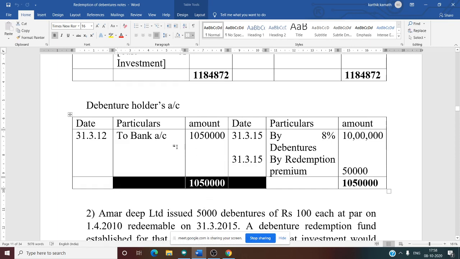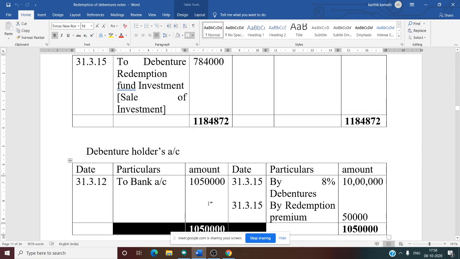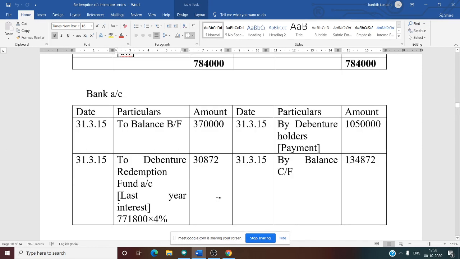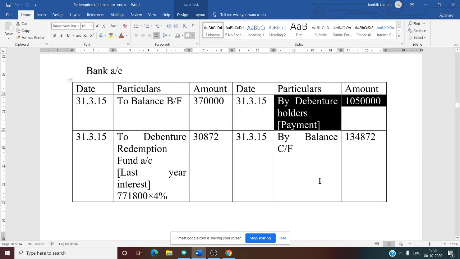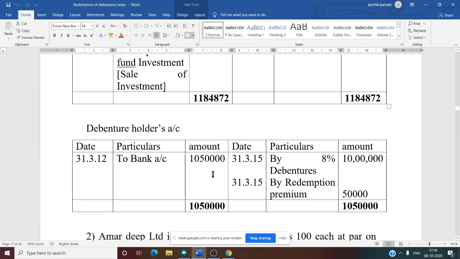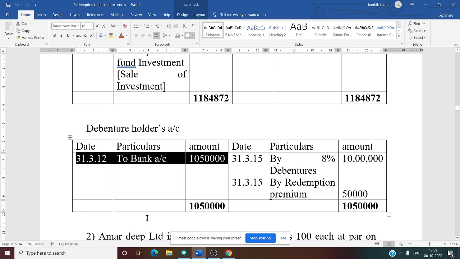Now the debit side of the debenture holder account. When the debenture holder is finally getting the payment, what is the journal entry? Debenture holder account to bank account. Now cash goes from the bank. You can verify this in the bank account also. See this, where is the bank account? We have written by debenture holder. So verify, you can call it a transfer entry. Or else you can see the journal entry in the accounting treatment, the same thing. Debenture holder account debit to bank account. Finally the amount is given to the debenture holder, 10 lakh 50,000. So the debenture holder account is also closed.